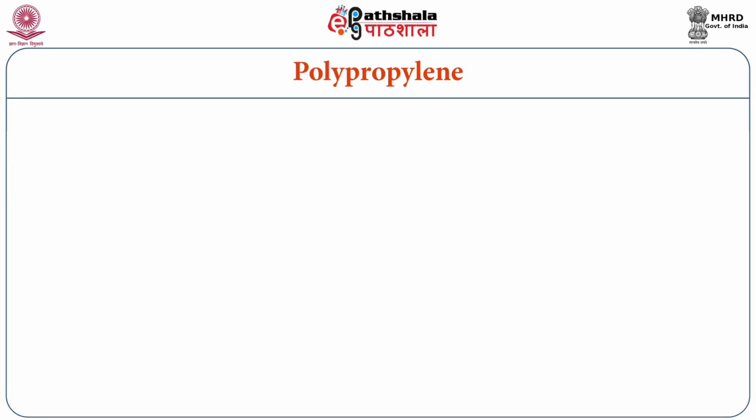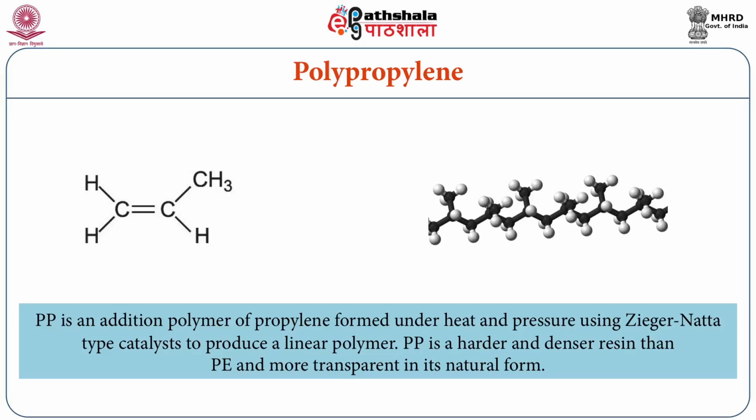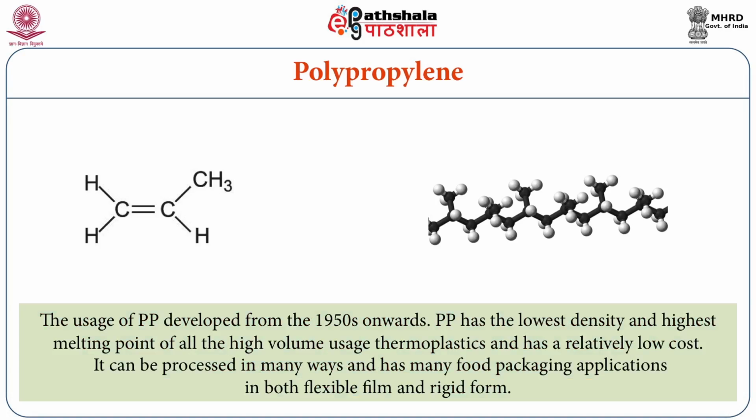Now, polypropylene. Polypropylene is an addition polymer of propylene formed under heat and pressure using Ziegler-Natta type catalysts to produce a linear polymer. Polypropylene is a harder and denser resin than polyethylene and more transparent in its natural form. The usage of polypropylene developed from the 1950s onwards.